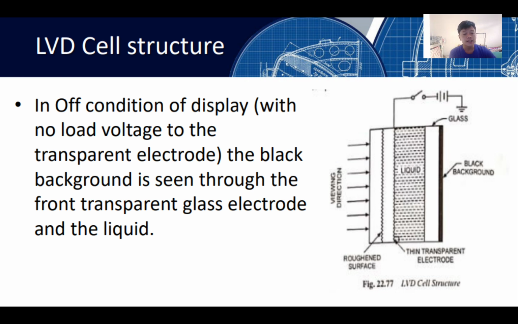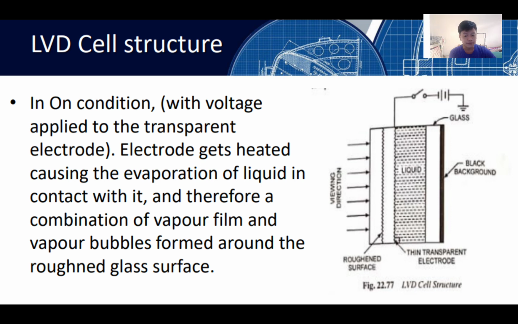If we talk about the on condition, voltage is applied to the transparent electrode. The electrode gets heated, causing the evaporation of liquid in contact with it. Therefore, a combination of vapor film and vapor bubbles forms around the roughened glass surface. So the difference between the off and on conditions is a matter of voltage. In the off condition, no voltage is applied, while in the on condition, voltage is applied to the transparent electrode.